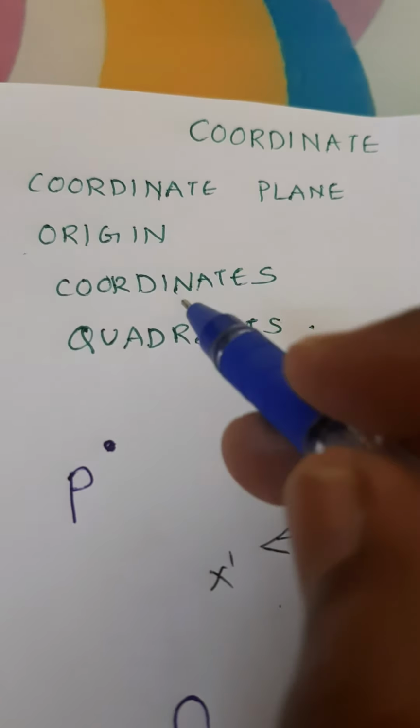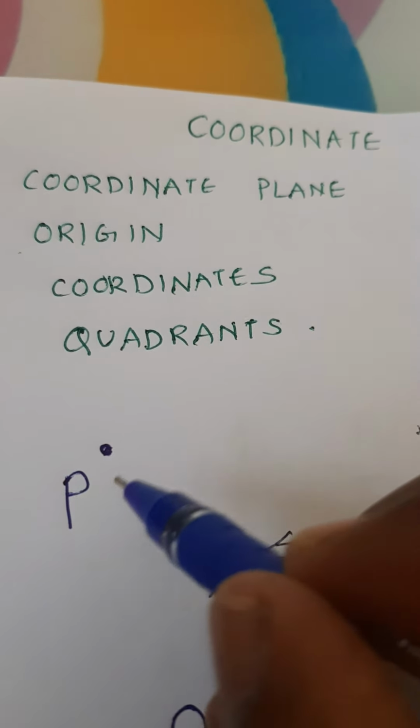Now, in order to specify the location of a point on a coordinate plane, we need two pieces of information. That is, we need two numbers, an ordered pair of numbers. Most of the cases it is denoted by x comma y. So an ordered pair of x comma y, where x and y are the coordinates of the point P. Now what is x and what is y?